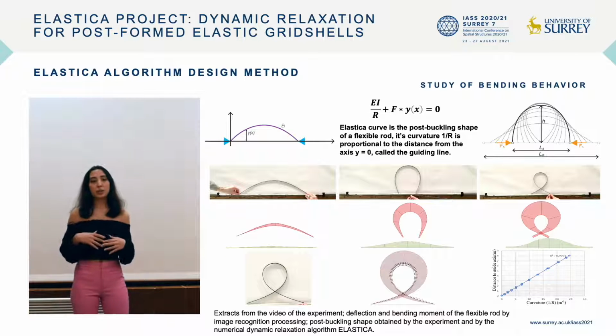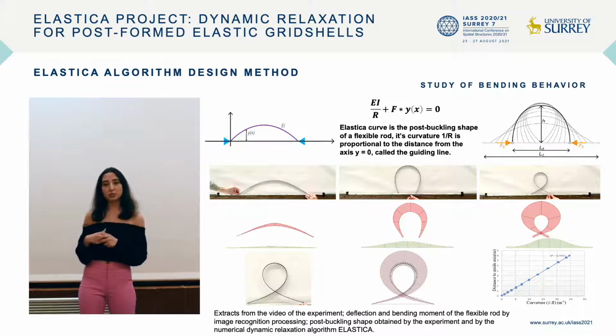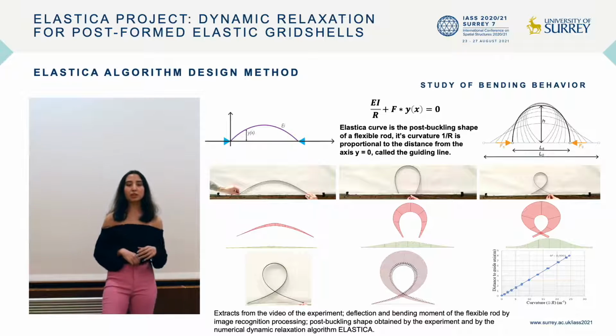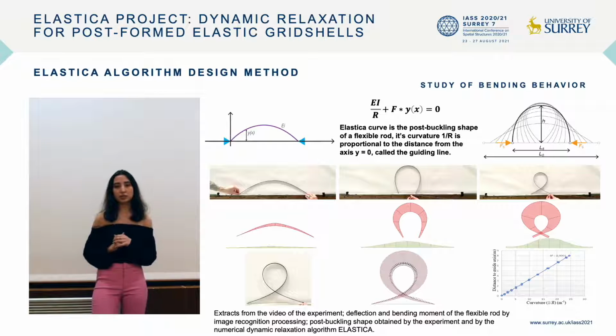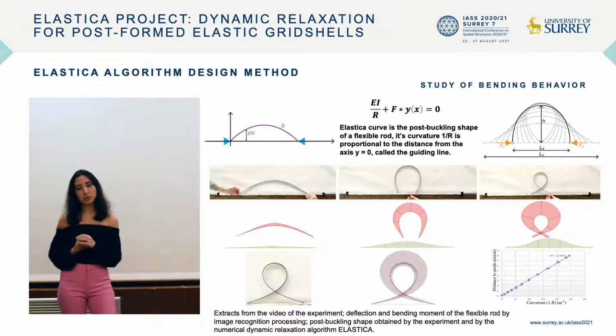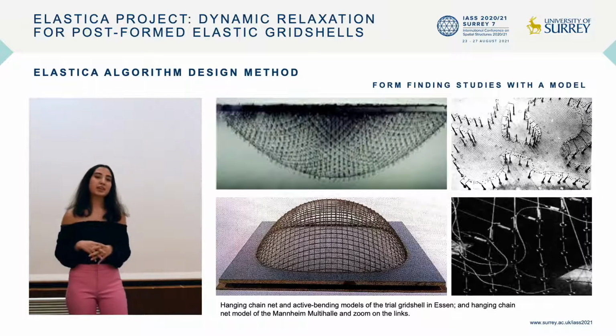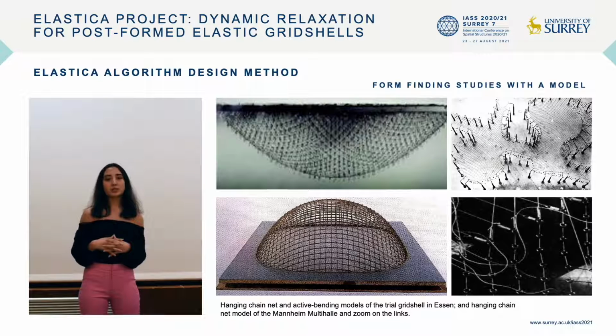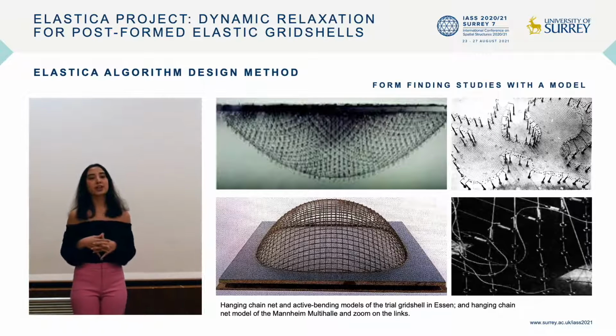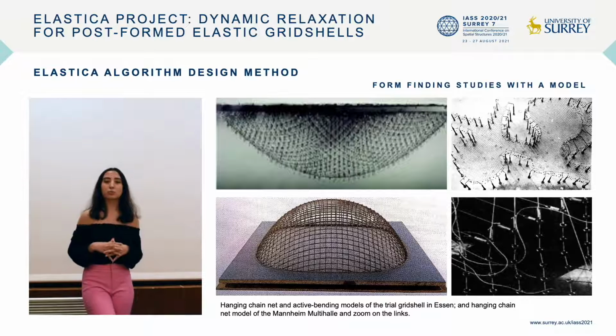In fact, when the initially flat grid is shaped by the bending resulting from its buckling, the hypothesis of small displacements and fixed supports is fundamentally questioned, since it is precisely the displacement of the mesh supports that will give the shape of the grid shell. Form finding can be carried out either experimentally, by means of hanging chain nets or active bending models, or numerically, for example through dynamic relaxation.